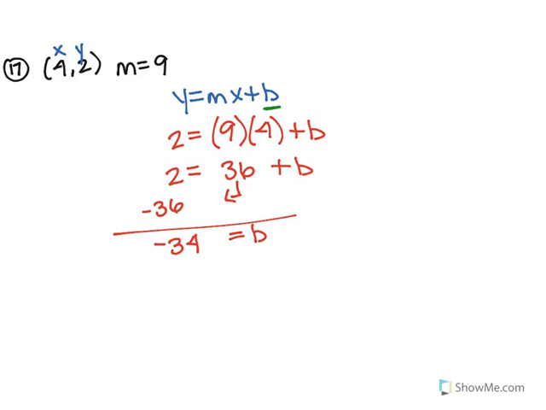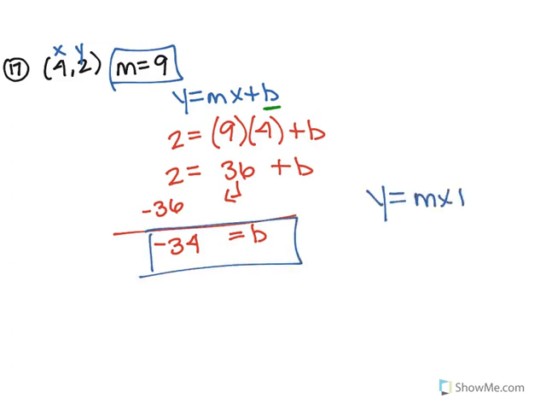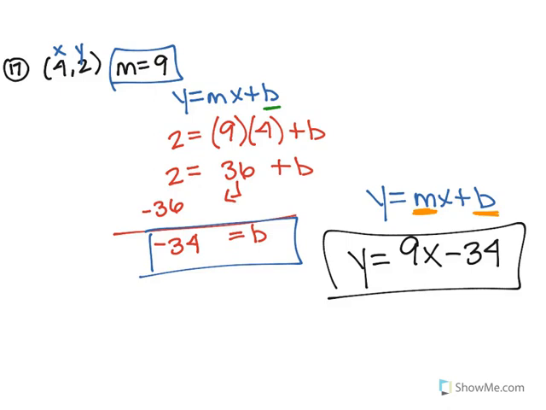So the y-intercept is negative 34. Now I've got to put it together. My m is 9 and my b is negative 34. Keep in mind, this is what slope-intercept form looks like. You must fill it in with the correct m and b. So my equation would be y equals 9x, because 9 is my m, minus 34, because that's the b that I just found. And that's using slope-intercept form, okay?